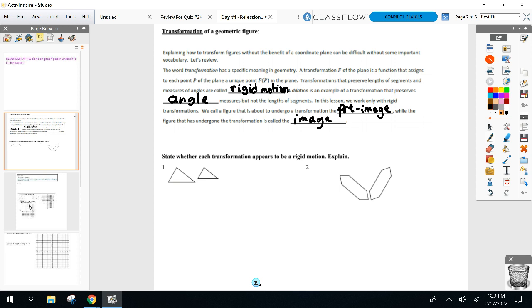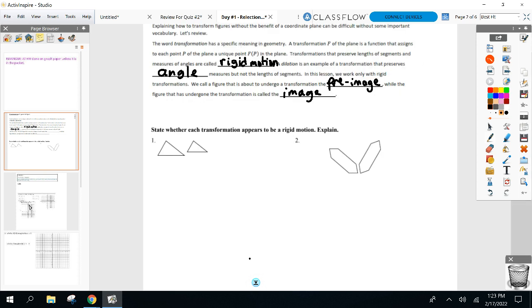All right, so number 1 here. Everyone see my pre-image on the left, my image on the right. I did some type of transformation. Would you classify that transformation as a rigid motion here? I don't want to know what I did. Don't give me dilation, rotation. I just want to know, does this look like a rigid motion happened?